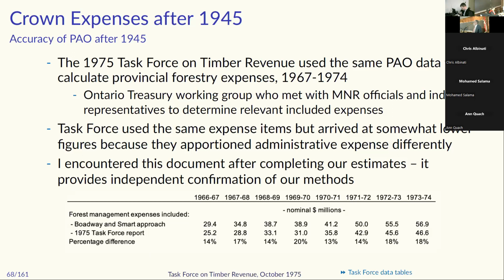However, they did arrive at a lower figure. The reason is that they apportioned certain administrative expense accounts differently than I do. They arrived at a lower figure of Crown expenses in support of forestry, their bottom line figure is lower than mine, even though they started from the same numbers. It seems to be because of the way in which they apportioned administrative expenses.